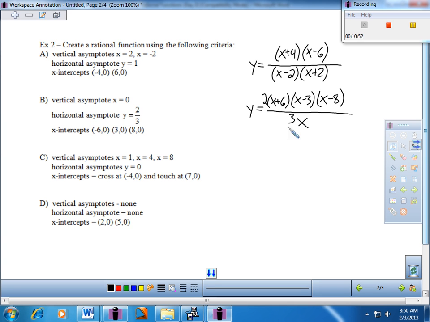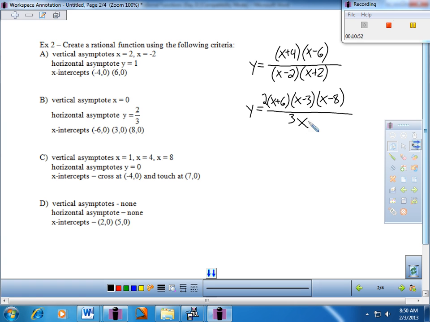All right, now I would ask you, it looks like that's good, but at this stage, do you think that it would be going to y equals 2/3 in the end behavior? No. And the reason is, if you look at the degree on top, it's x cubed. If you look at the degree on bottom, it's just x to the first. The degrees have to be the same.